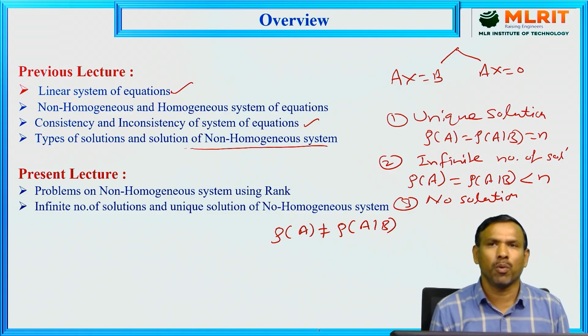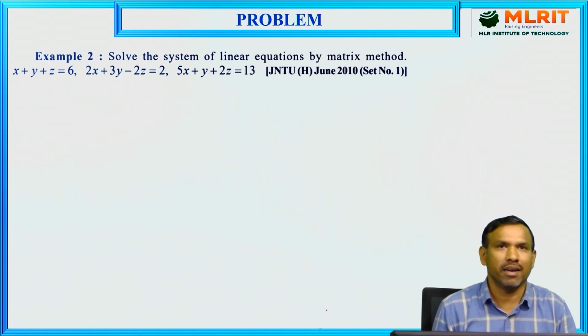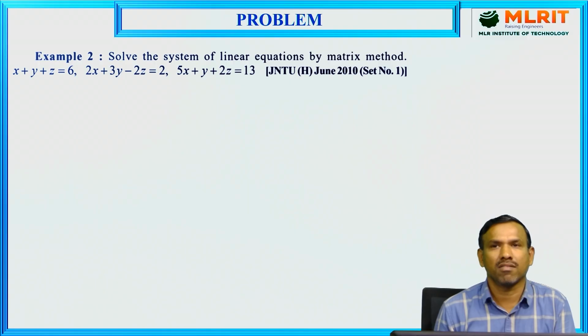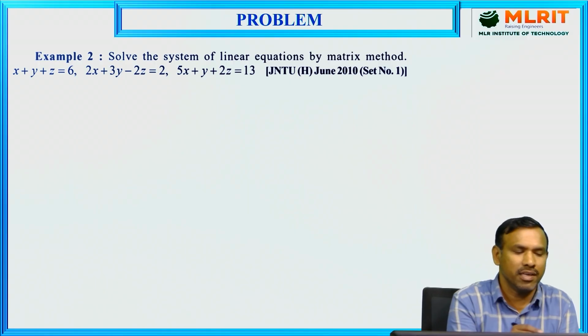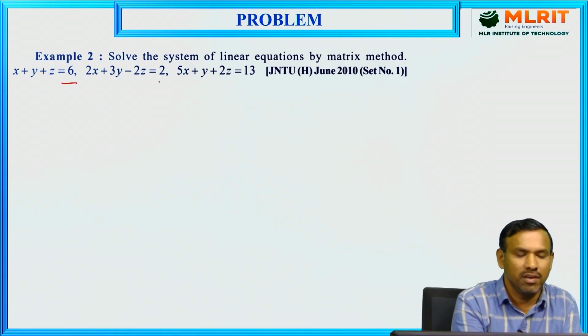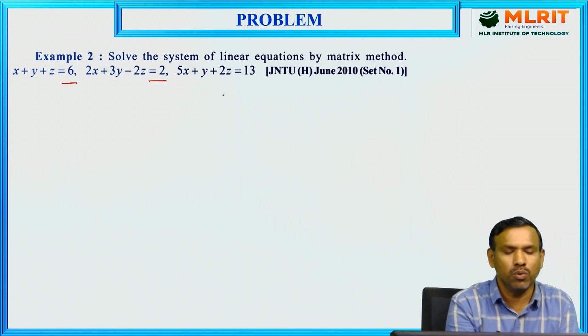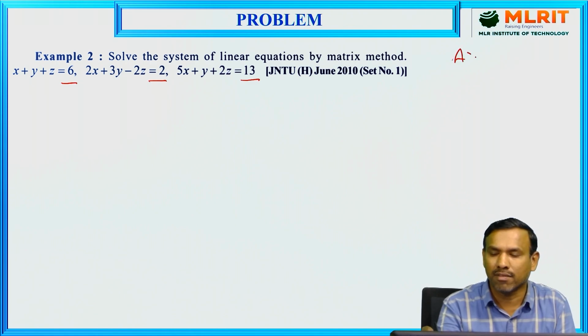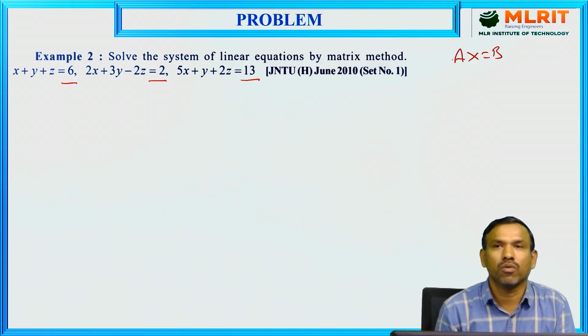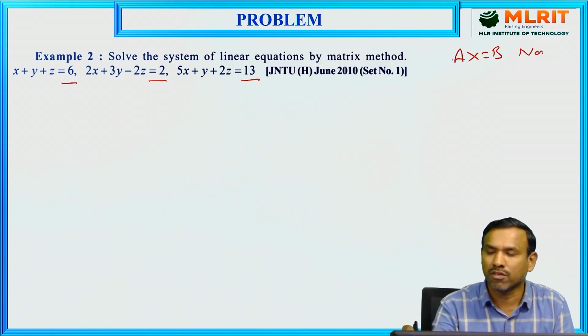Now, we will do some more problems on this system. Already we have discussed one problem in the previous video lecture. Now, we go for the second problem: solve the system of equations by the matrix method. First of all, see whether the given system is homogeneous or non-homogeneous. It is very clear here: x plus y plus z is equal to 6, 2x plus 3y minus 2z is equal to 2, 5x plus y plus 2z is equal to 13. Clearly, the RHS part is not 0, so it is of the form Ax is equal to B, which is called a non-homogeneous system of equations.